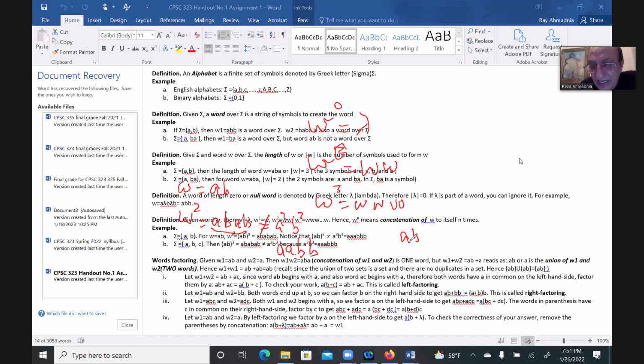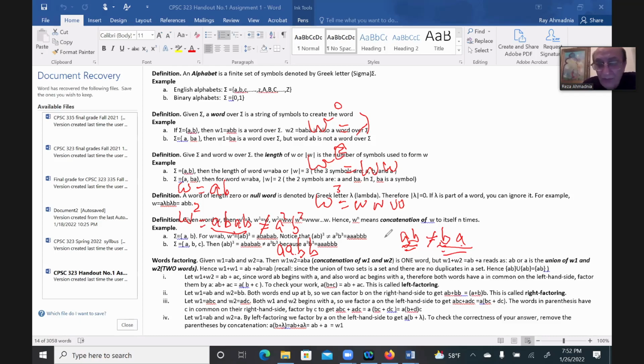Therefore, the word AB is not the same as the word BA. This word starts with A, this word starts with B. So the order of the symbols is what is important here. The order of a string of symbols is important. Remember, AB is not the same as BA. This is a word, it starts with A. This is a word, it starts with B. So these two words are not the same.